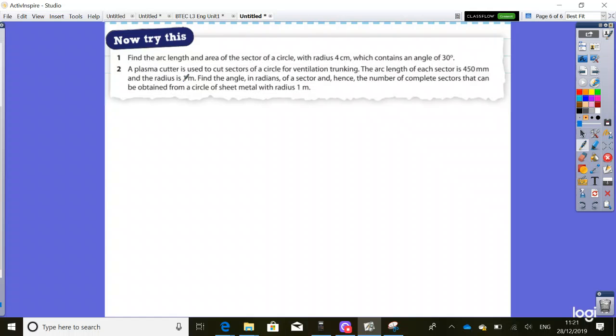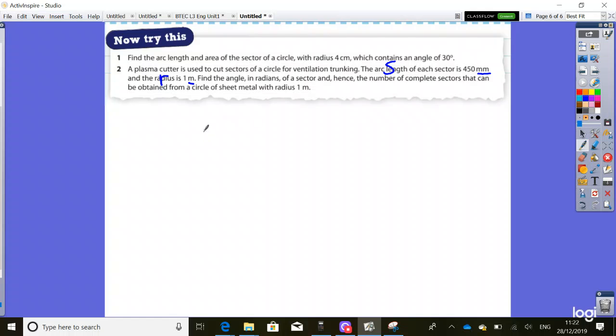A plasma cutter is used to cut sectors of a circle for ventilation trunking. The arc length S is given as 450 millimetres. The radius is given as 1 metre. Now notice millimetre, metre. Find the angle in radians of a sector, hence the number of complete sectors that can be obtained from a circle of sheet metal with radius 1 metre.